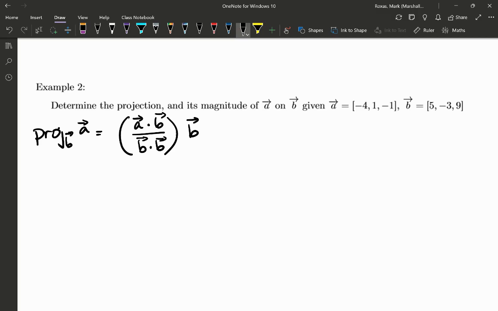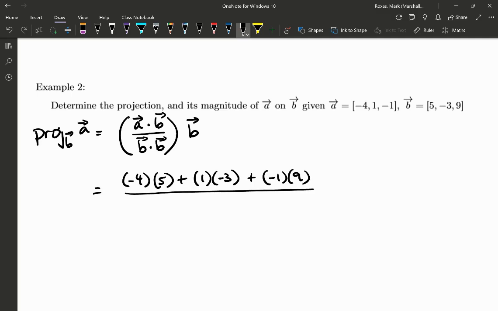So if I calculate the dot product of the first part, A dot B, I would take the algebraic dot product: -4 times 5 for the x components, plus 1 times -3 for the y components, plus negative 1 times 9 for the z components, divided by B dotted with itself, so each component: 5 times 5 plus negative 3 times negative 3 plus 9 times 9.